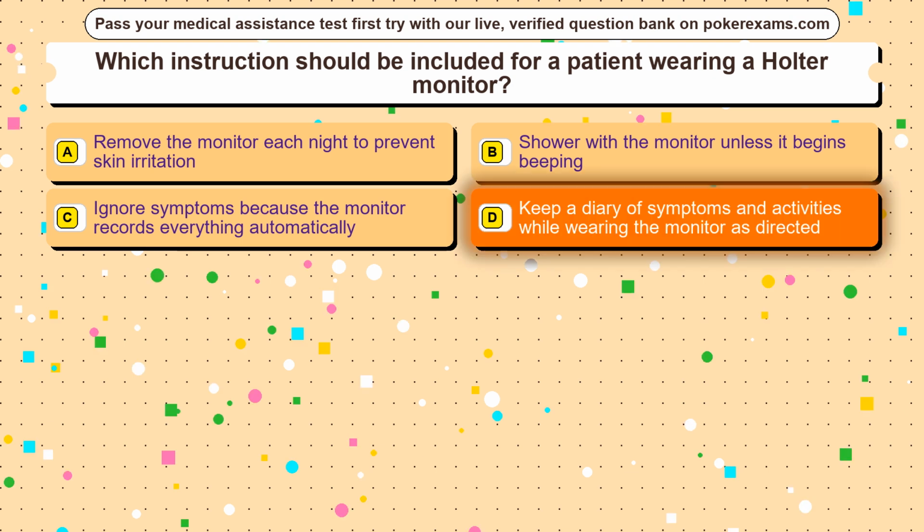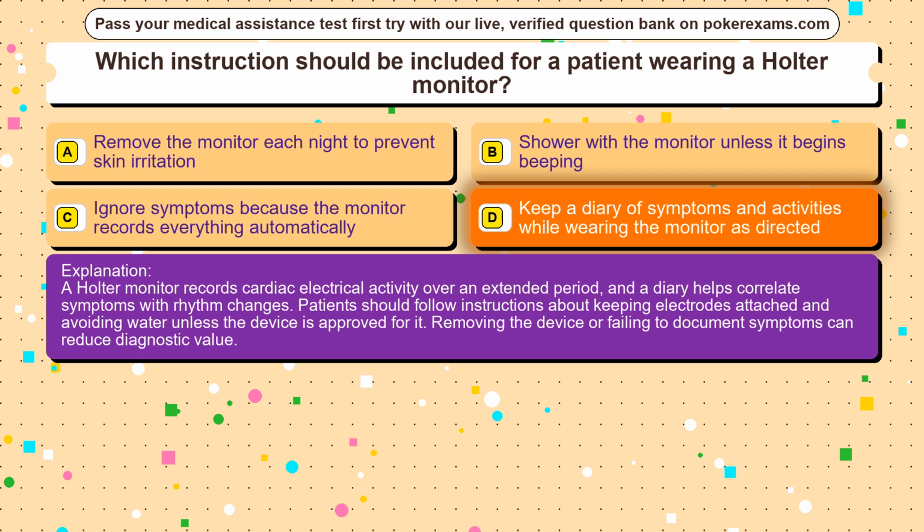The correct answer is option D. Keep a diary of symptoms and activities while wearing the monitor as directed. A Holter monitor records cardiac electrical activity over an extended period, and a diary helps correlate symptoms with rhythm changes. Patients should follow instructions about keeping electrodes attached and avoiding water unless the device is approved for it. Removing the device or failing to document symptoms can reduce diagnostic value.